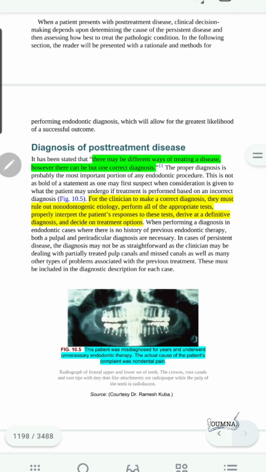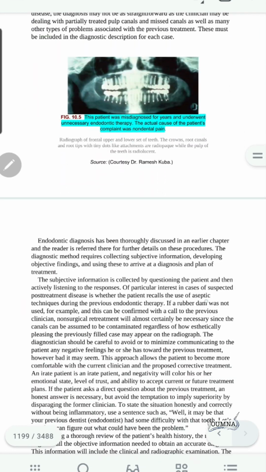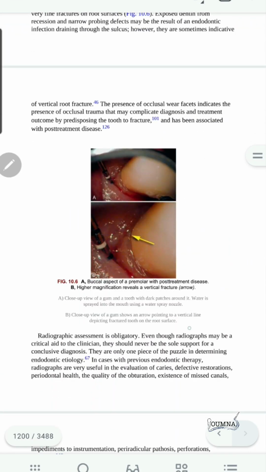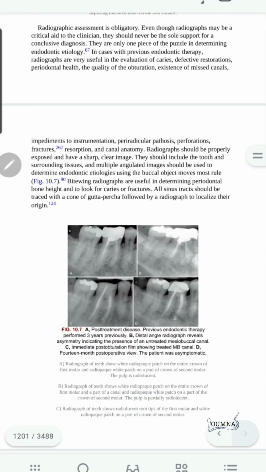We have spoken previously about how to do the diagnosis, the procedure, and the differential diagnosis. If you are interested, you can watch the episode that we discussed previously.